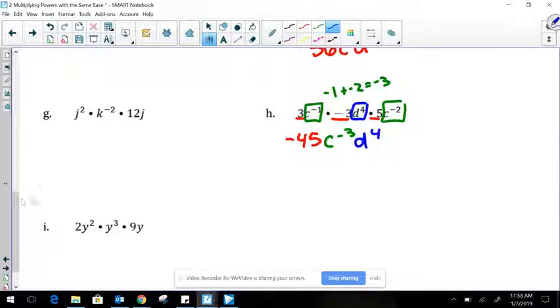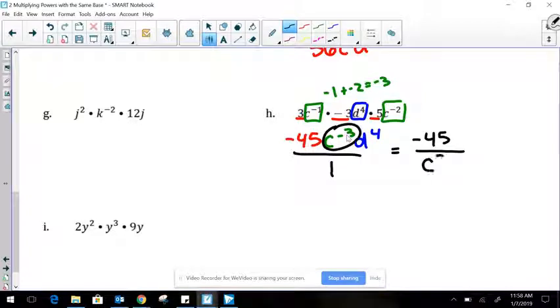Don't forget, you have a negative exponent here, so you're not done. So I'm just going to write this like a fraction, and then I'm going to figure out if anything stays or goes. So -45, that stays. That's okay. The negative's not in an exponent. C here, though, to the -3rd, that needs to go because it's a negative exponent. And then E to the 4th, that stays. Now I'm done. I'm simplified as much as I can.